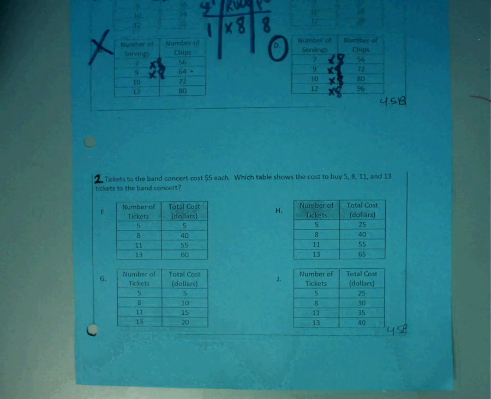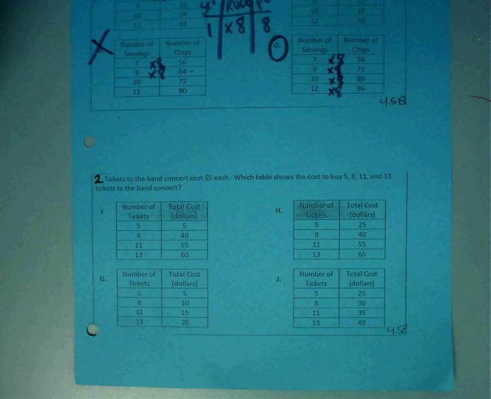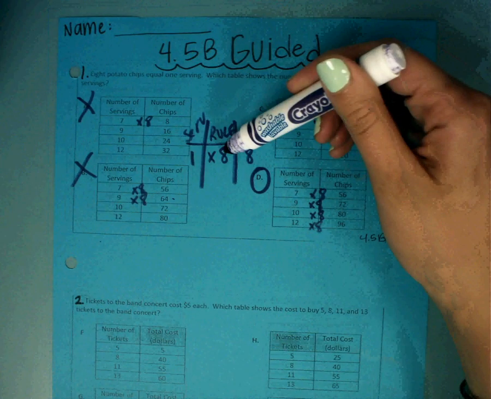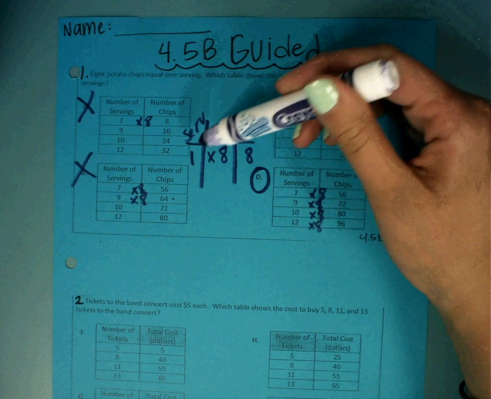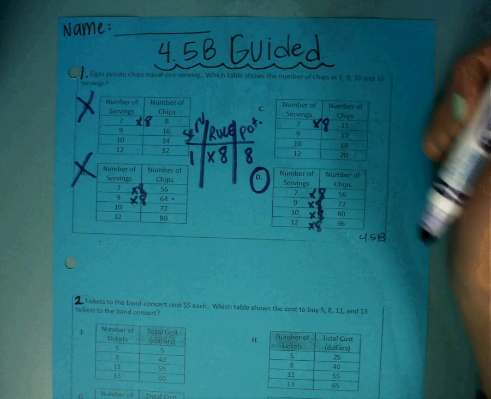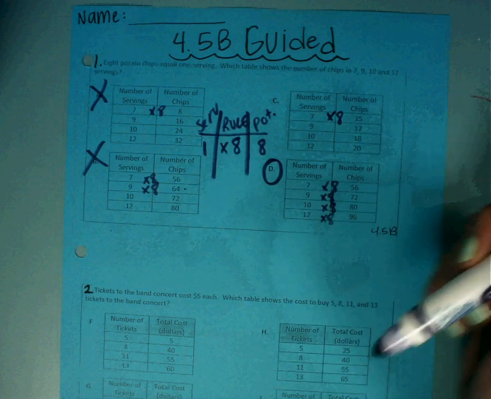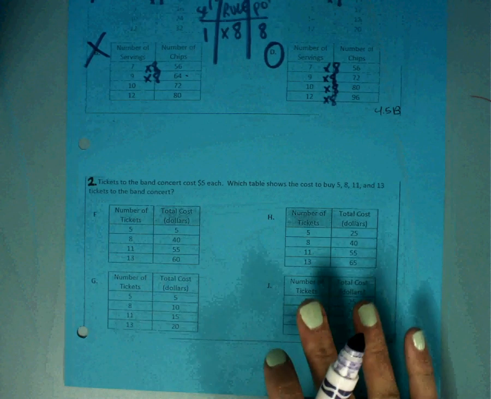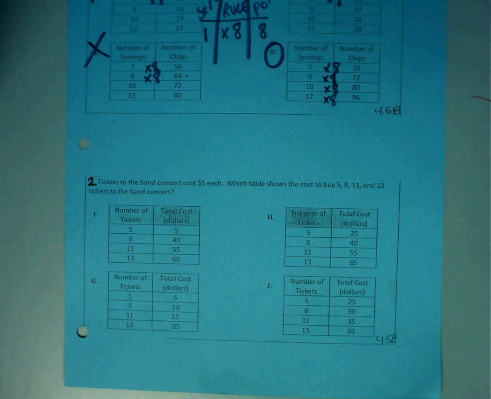All right, let's look down here. Tickets to the band concert cost $5 each. Which table shows the cost to buy 5, 8, 11, and 13 tickets to the band concert? So these two examples right here are examples where they already give you the rule, okay? They give you the rule by saying 1 serving, 8 potato chips; 1 ticket is $5. So they're asking you to find a table that shows the same thing that the rule tells you, okay?